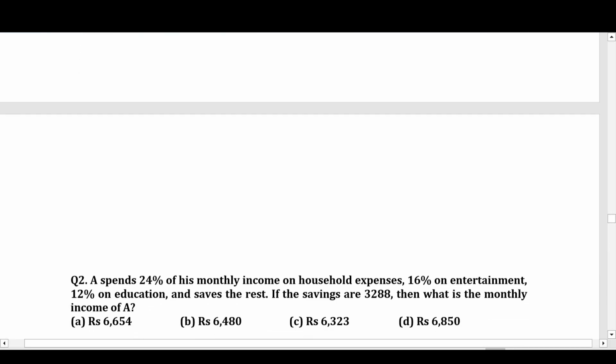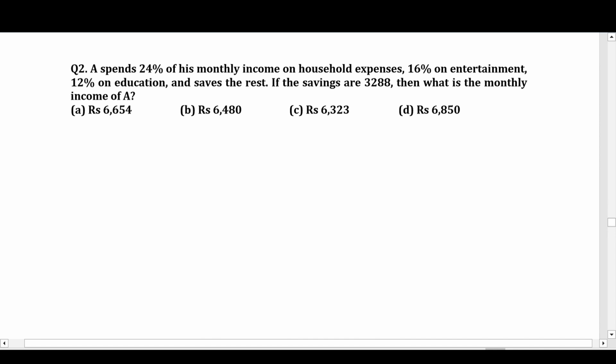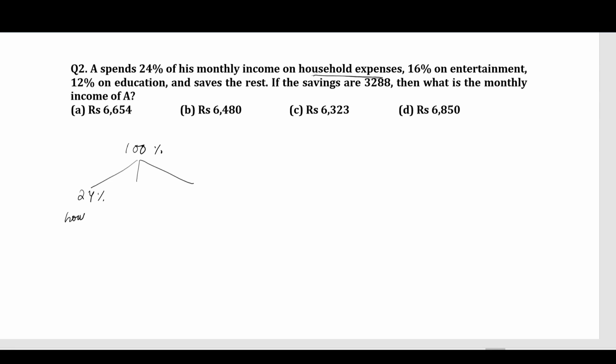The second question. A spends 24% of his monthly income on household expenses, 16% on entertainment, 12% on education, and saves the rest. If the savings are 3,288, what is the monthly income of A? Let's see, the total income is 100%. A spends 24% on household expenses.